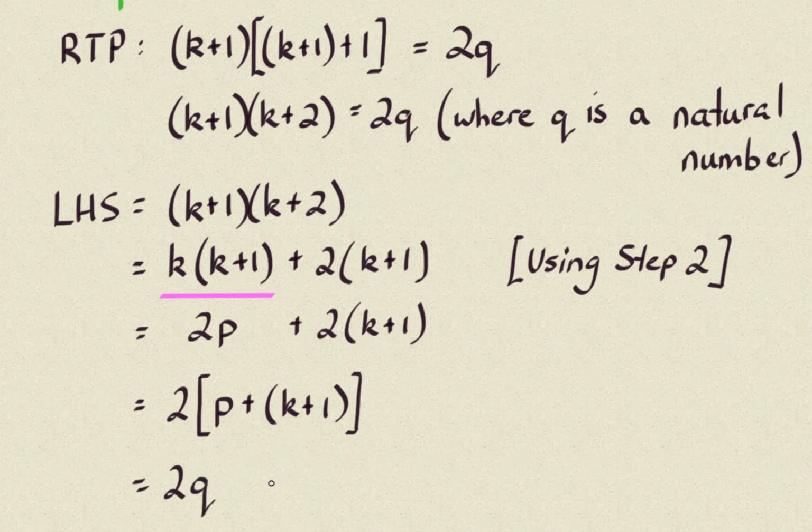And so we have shown that the left-hand side is divisible by 2 as it can be expressed in the form 2 times some natural number q. So this is therefore true for n equals k plus 1. Now that we have done all 3 steps of the mathematical induction process, we would finish with a conclusion, and we're done. Great work.